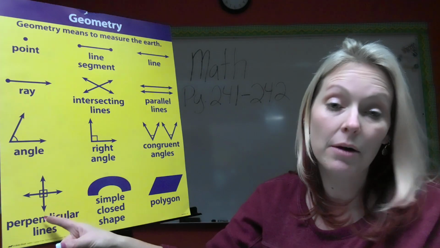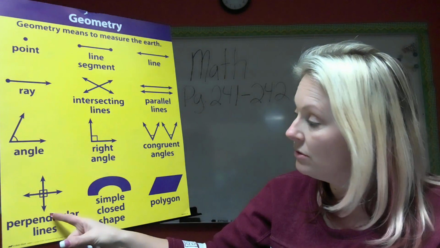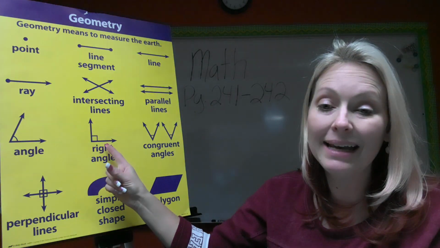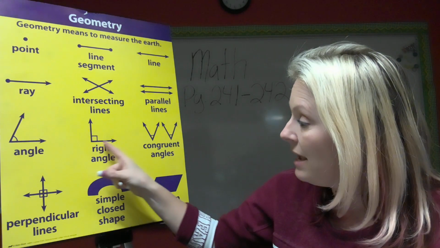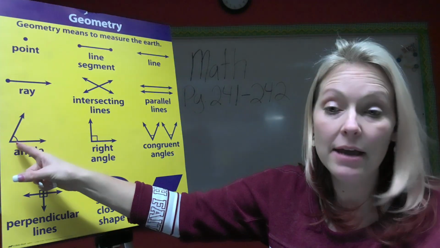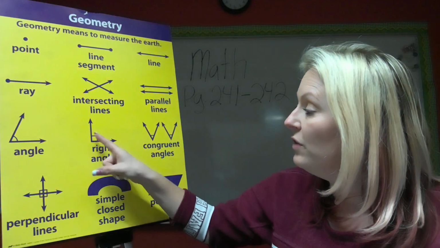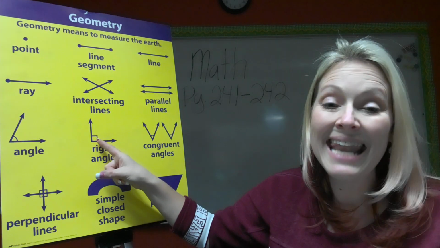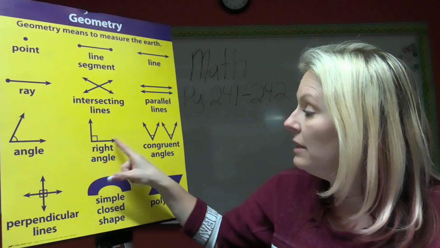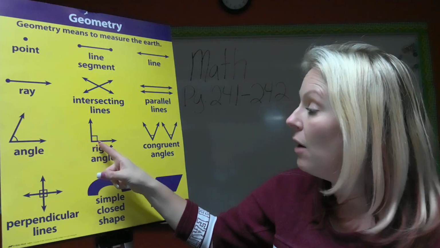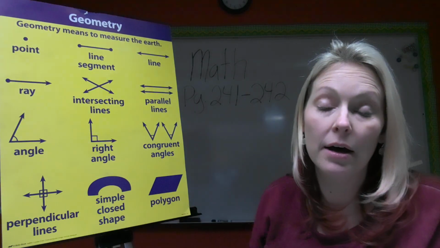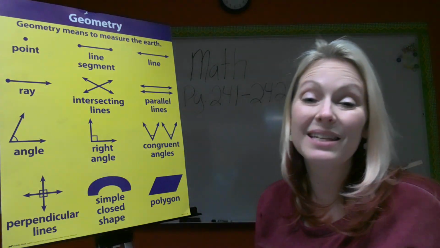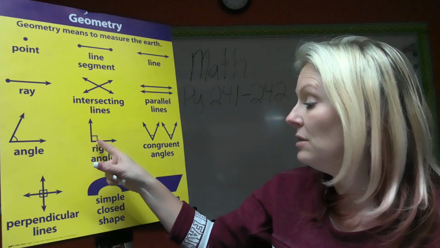Perpendicular lines are down here. Now, perpendicular lines go in line with our right angle. So our right angle is where we have our angle, but we have a perfectly right angle, meaning 90 degrees. This right here is the same as our angle. However, it has the box here, which shows that it's a right angle at 90 degrees.